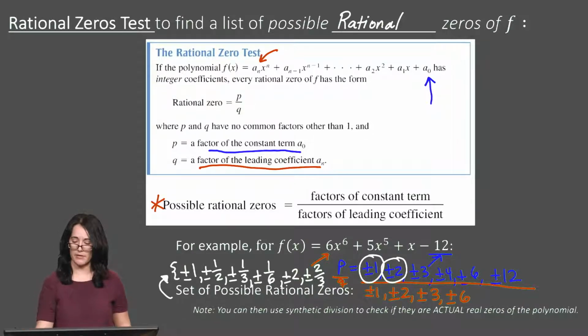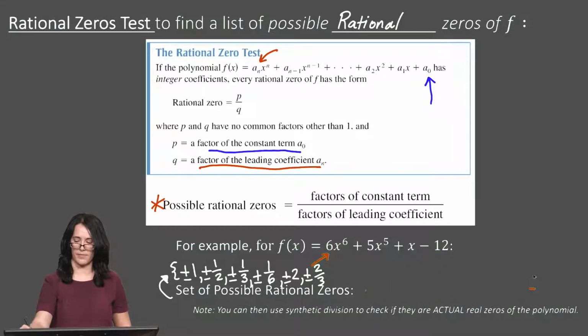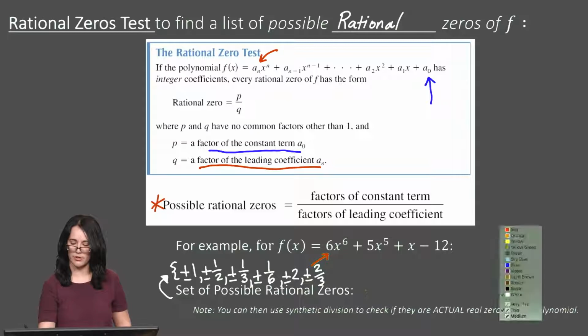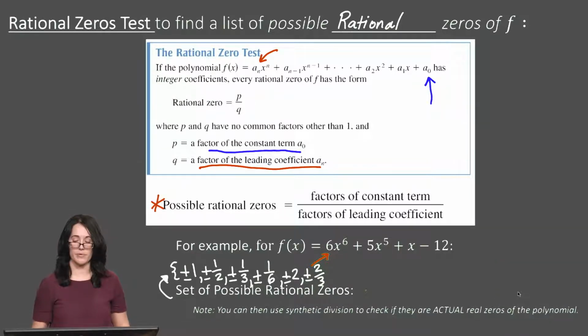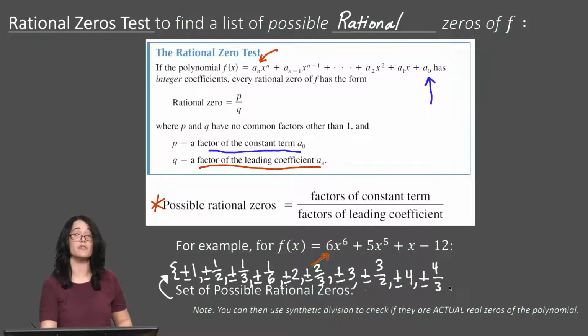So in the end, let me erase our work here so we can have some space. Let's take a look at what our answers would end up becoming. Okay. So in the end, what our answers should look like for our possibilities, after we did 2/3, we should end up with plus or minus 3, plus or minus 3/2, plus or minus 4, plus or minus 4/3, plus or minus 6, and plus or minus 12.